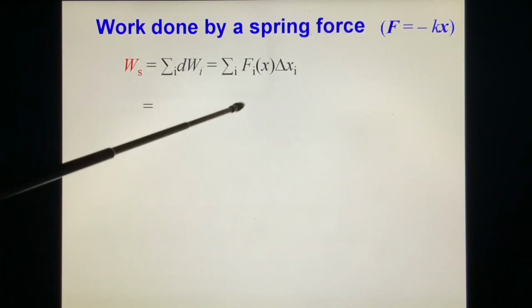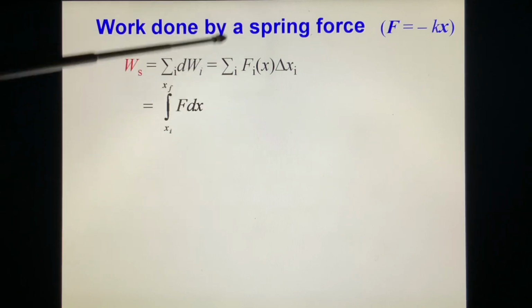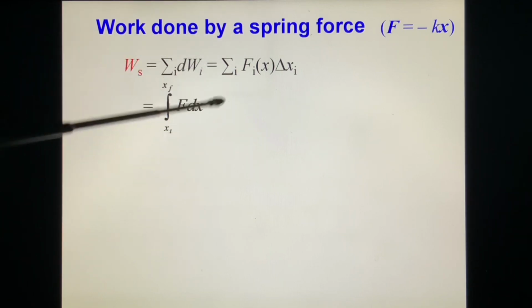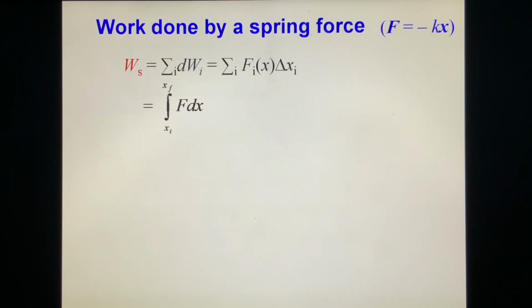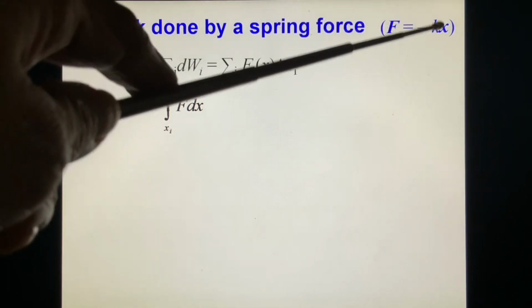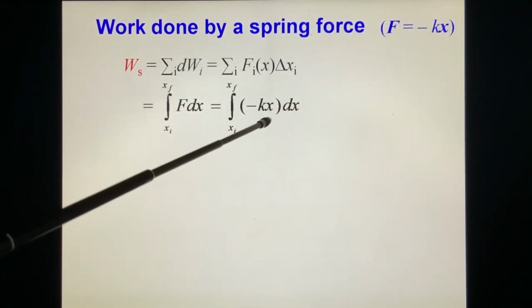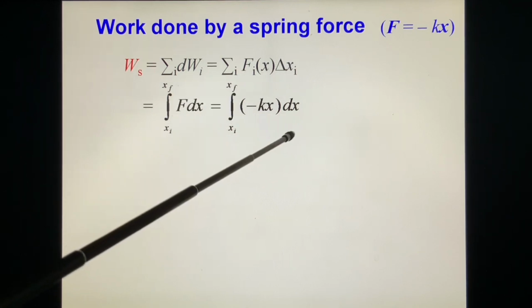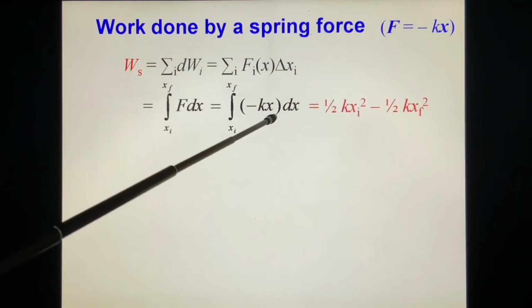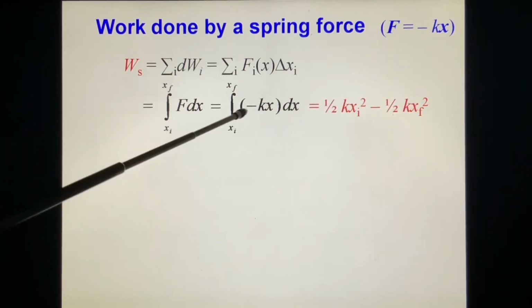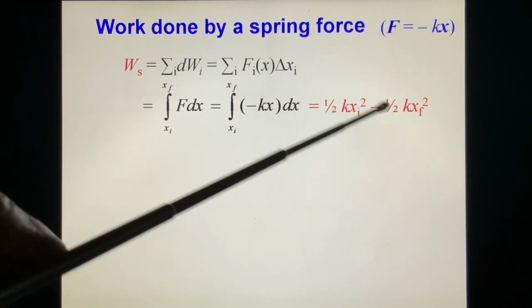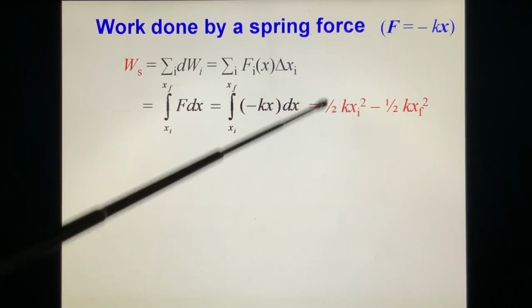So we put minus kx inside and change the sum to an integration. This becomes the integral of Fx dx from x initial to x final, from the initial position to the final position. Fx is equal to minus kx. We put this inside, and this is a very simple integration. We get half k x final squared minus half k x initial squared. So this one is positive, this one is negative.